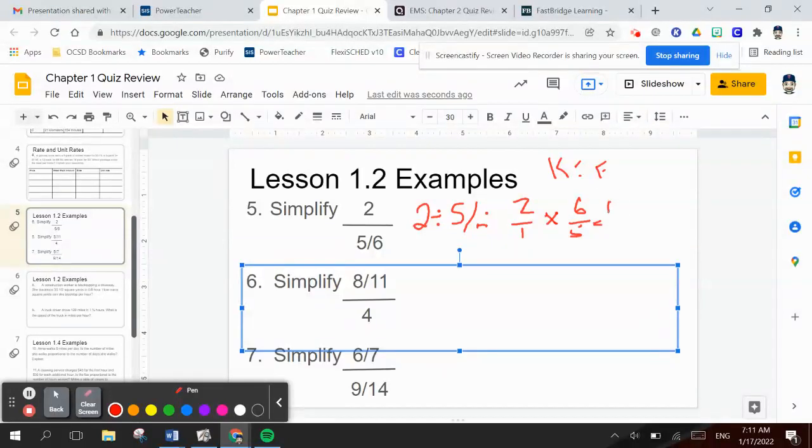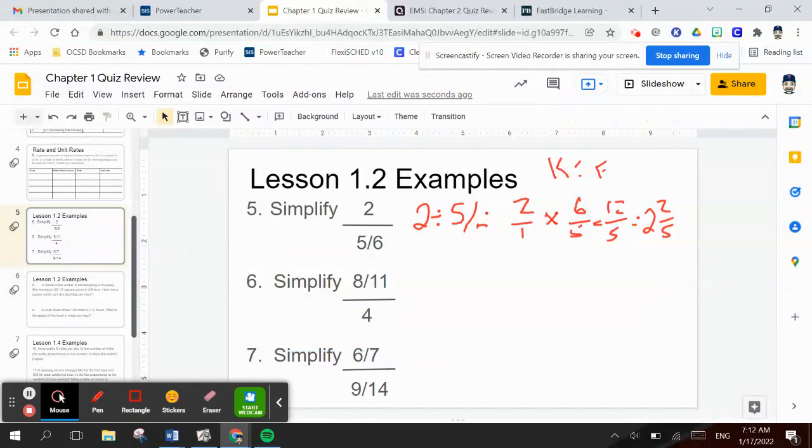When I do that, I get 12 fifths, which equals 2 and 2 fifths. You can also use a calculator if you have one that has the division bar on there, and it works just the same way. If I look at number 6, I have 8/11ths divided by 4.